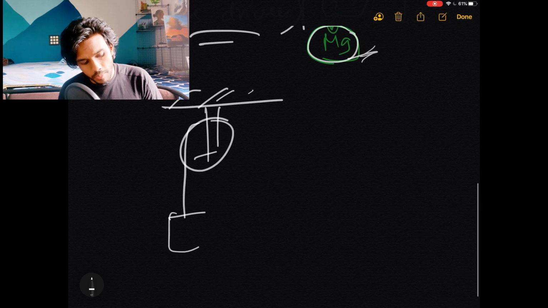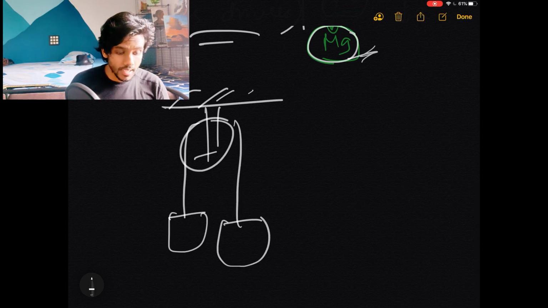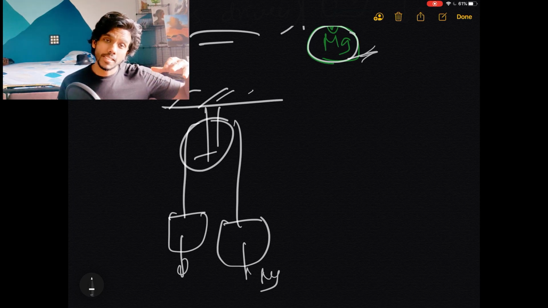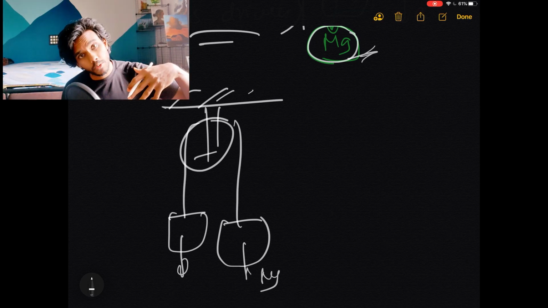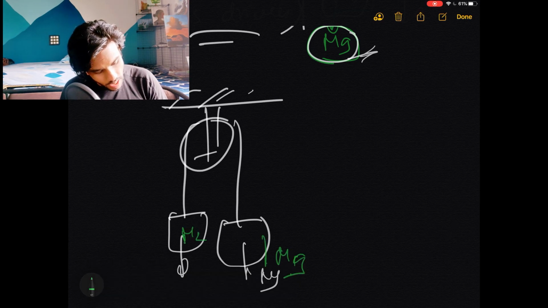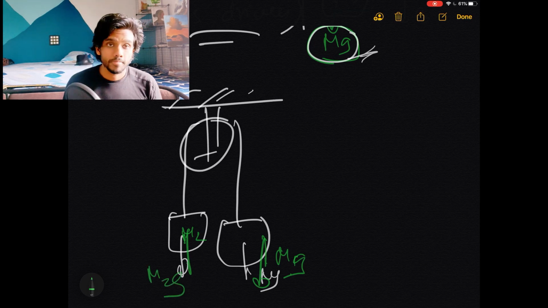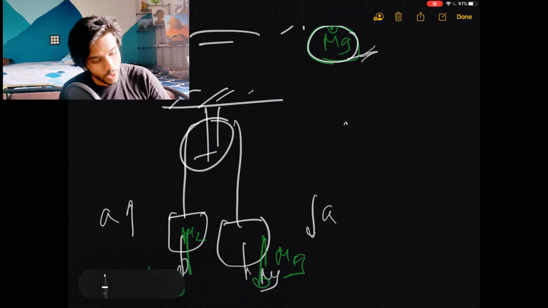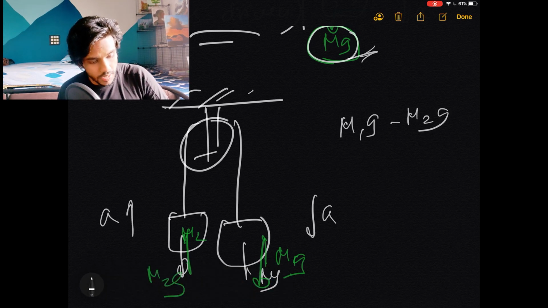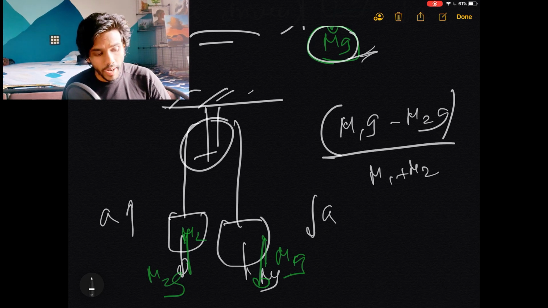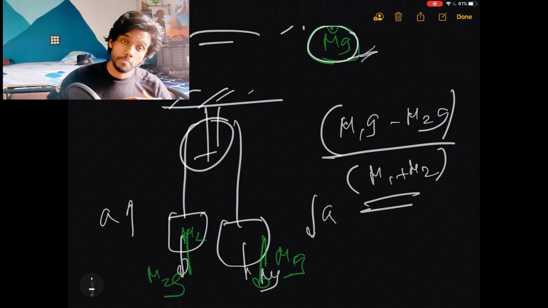If I have a problem like this, here both the masses are clearly trying to drive the system, and both the masses are being driven, but one mass is trying to drive it one way and the other mass is trying to drive it the other way. So I would take m1g in this direction, m2g in this direction, and both are being driven. Let us say the system is accelerating like this. So I would put m1g minus m2g. That is the net force responsible for the system, which is being driven by m1 plus m2. You might have seen this formula already, but now you're feeling it practically.